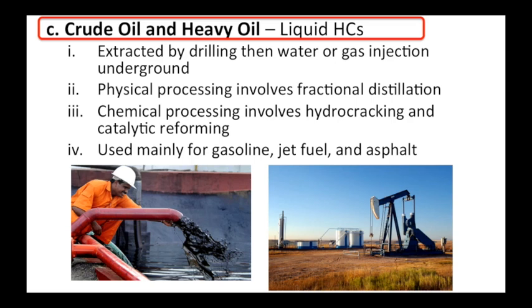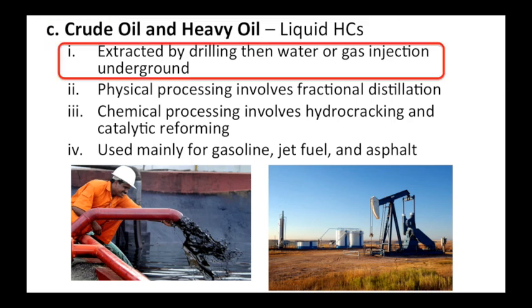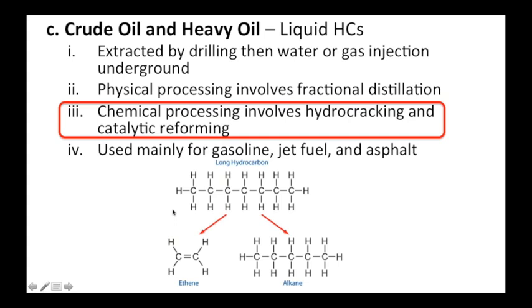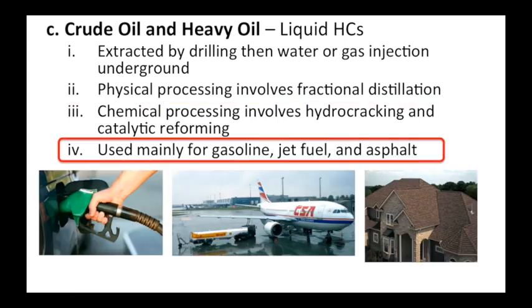Crude oil and heavy oil. Again, we extract these from the ground through drilling. Sometimes we use pressure and water to get the chemicals out. Once again, we use fractional distillation, which I'll talk about in way more detail in a little bit. We have another process that cracks long chains into shorter chains, like you see here. And we use these molecules for gasoline, jet fuel, and then asphalt or tar shingles.